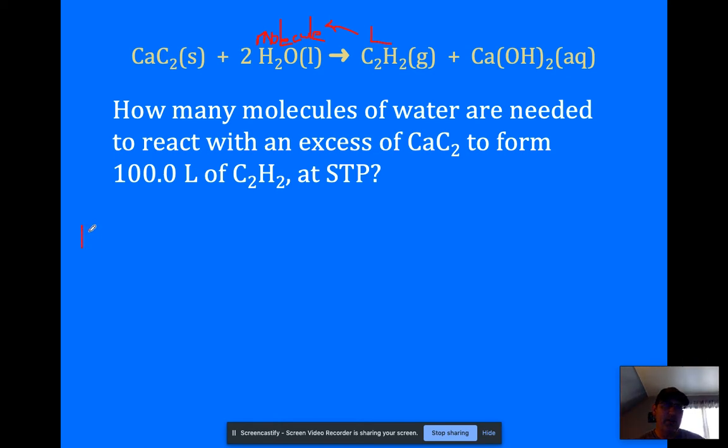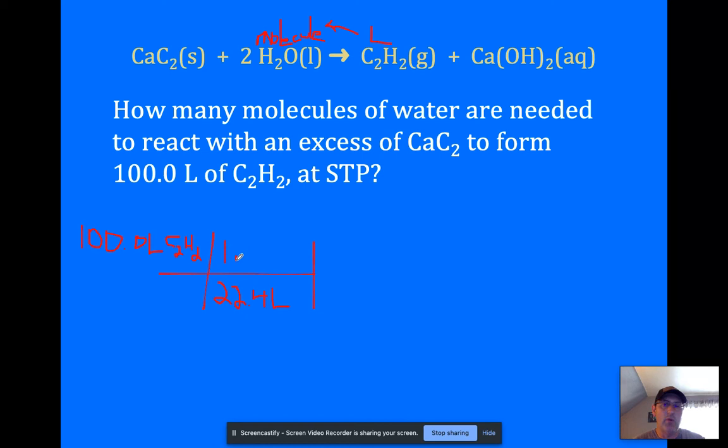All right, so start with what you're given, 100.0 liters of C2H2. Okay. All right, so we're at STP. We're not at moles. We can't do a mole ratio yet, so we have to get to moles. So we're at liters, so we're going to use that standard molar volume of a gas. There's 22.4 liters. And again, what's nice about this, it's for any gas. The size of the gas particle doesn't matter with volume because they're so spread out. The volume is based on temperature and pressure, not on the size of the molecule.